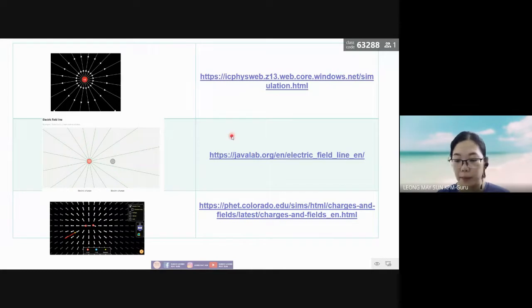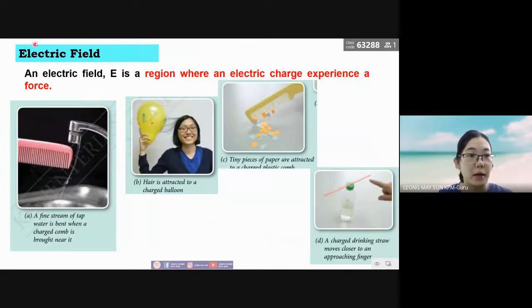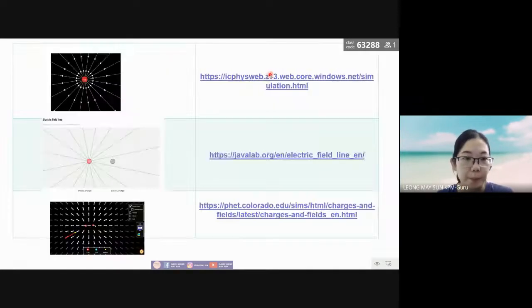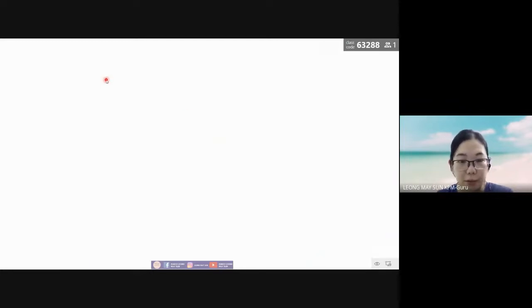So again, electric field is a region where an electric charge will experience a force. That force could either be repulsive force, and it could also be attractive force. It depends on the charge of that particular electric charge. If it's more proton compared to electron, it's positive charge. If the atom has more electrons compared to protons, then it's negatively charged. These are a few simulations that I used previously.